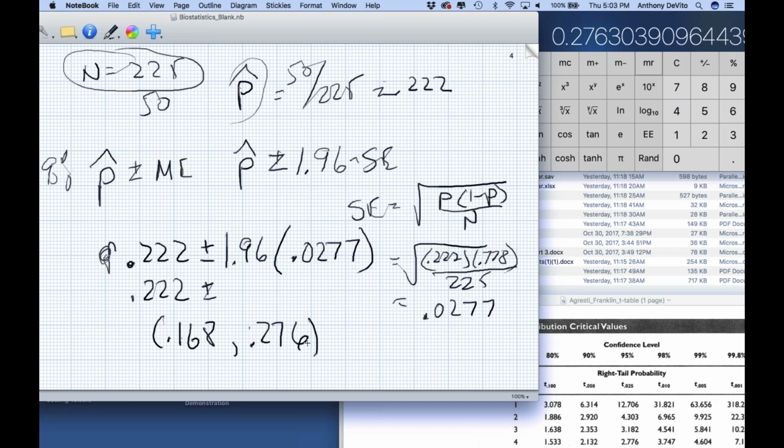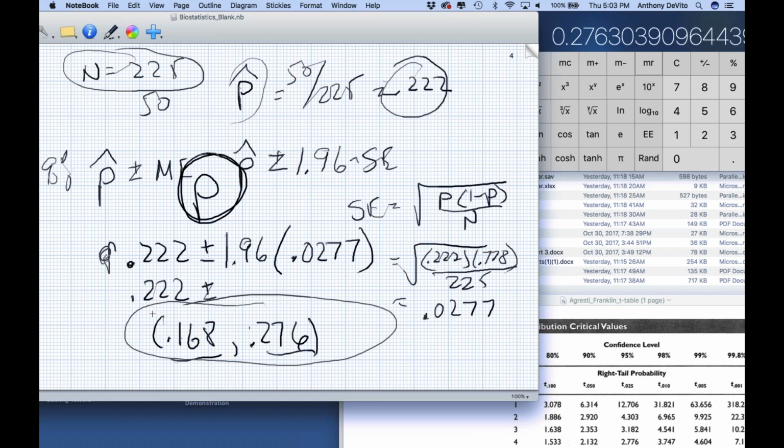Okay, so where are we now? We're 95% certain that the true p-value for the entire population is between these two values, 16.8% and 27.6%. Before, all we knew is that for our sample we found the mean of 0.222. We thought maybe that would be a pretty good estimate, but now we have actually quantified with some level of certainty where the actual mean should be.